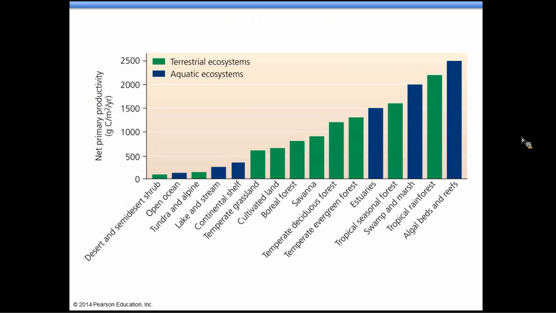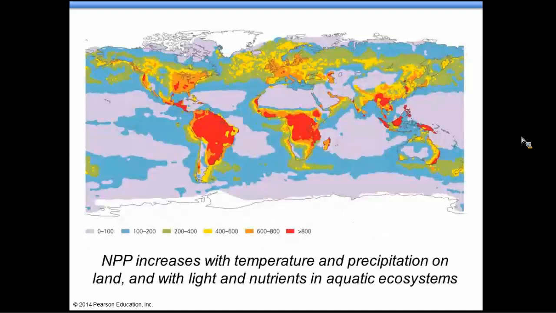And here we have a bar graph of various ecosystems and their total net primary production. As we can see, algal beds and reefs and tropical rainforests are definitely the highest productivity ecosystems, where desert and open ocean, understandably, are some of the lower producing. And this is just a slide that shows net primary productivity increases with temperature and precipitation on land, and then within aquatic ecosystems, it increases with light and nutrients.